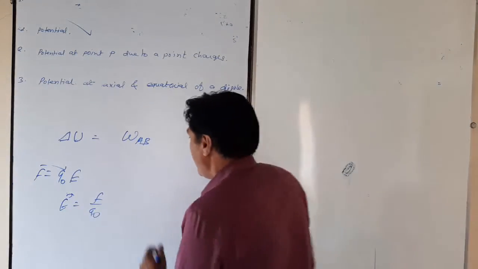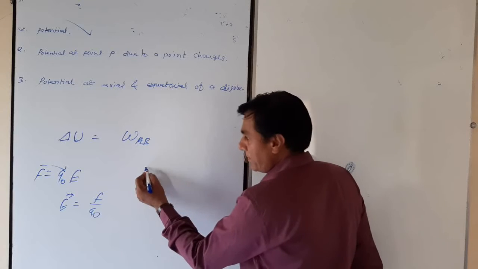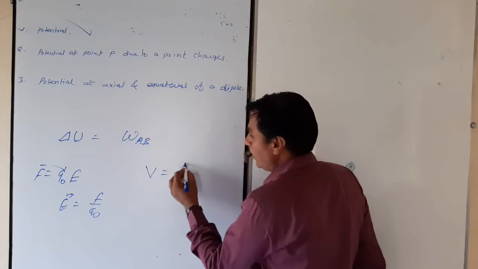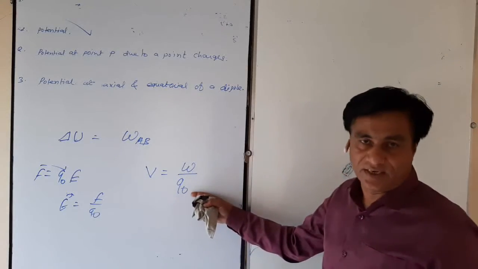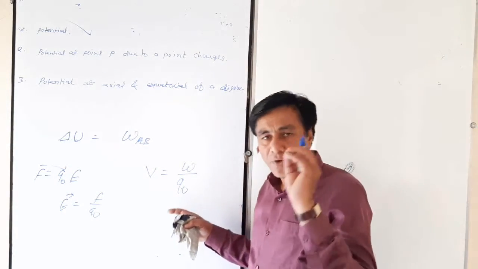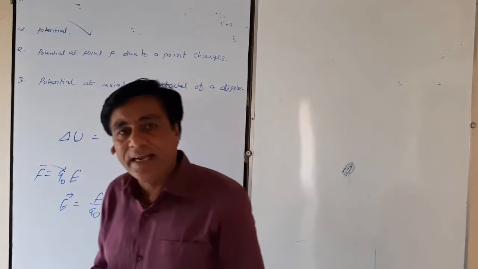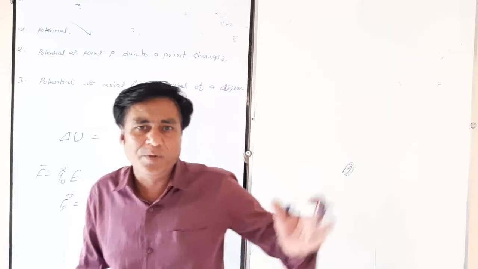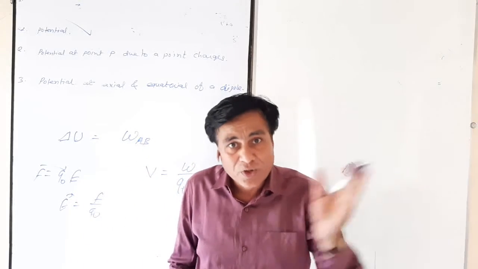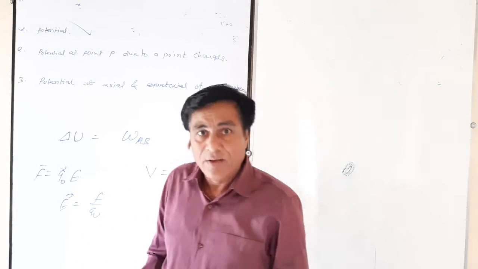In the same way, potential V is equal to work done in bringing a unit positive charge. Clear? Potential at point P in an electric field is nothing but the work done in bringing a unit positive charge from infinity to that point. Clear?